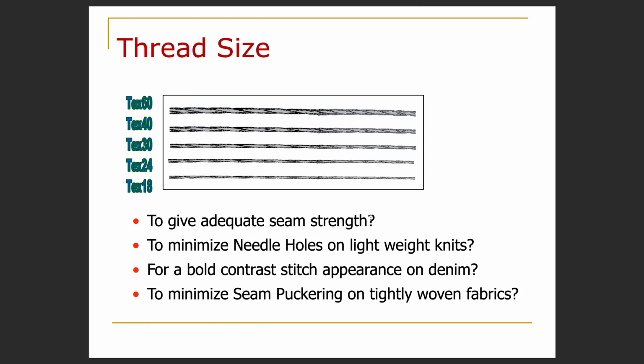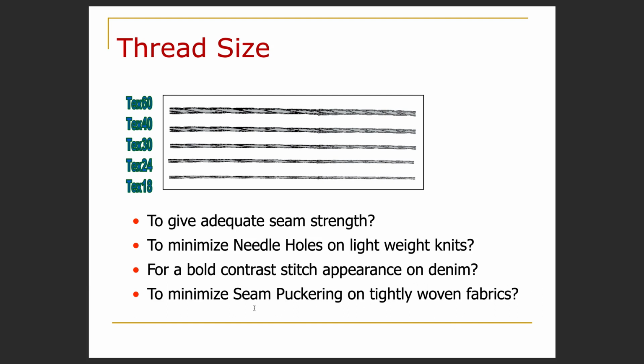the thread size, whether it is in metric ticket number or cotton ticket number. We want such a kind of sewing thread which should provide good strength to the seam, which provides minimum needle holes on lightweight knits, and it should give a bold contrast stitch appearance on the denim. And another important requirement is to avoid the seam puckering on tightly woven fabrics.